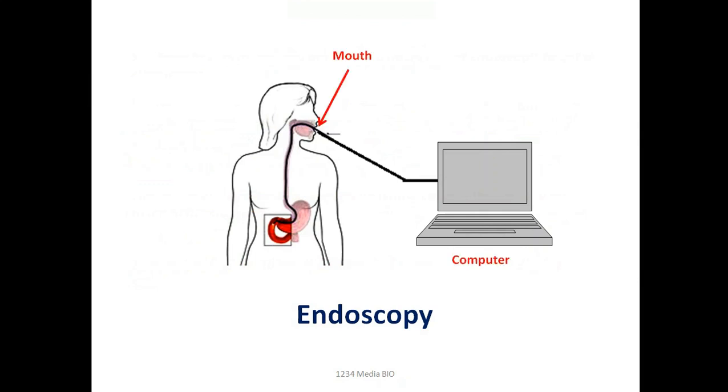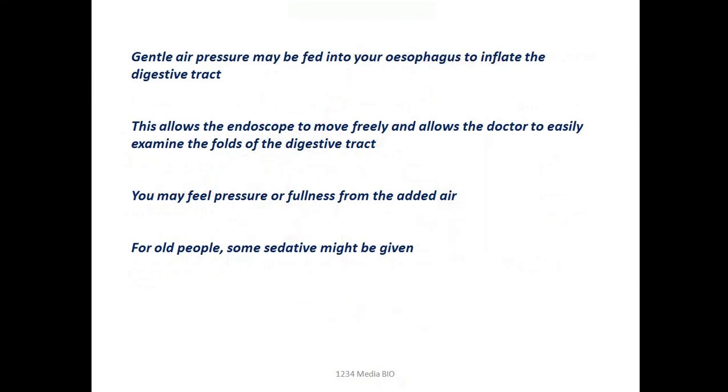That's your mouth, that's of course the computer, and that's the endoscopy tube, and see how the tube is inserted from the mouth, traveling through the esophagus, till it reaches the upper small intestine. Gentle air pressure may be fed into your esophagus, to inflate the digestive tract. This allows the endoscopy tube to move freely, and allows the doctor to easily examine the folds of the digestive tract. You may feel pressure or fullness from the added air. For old people, some sedative might be given.